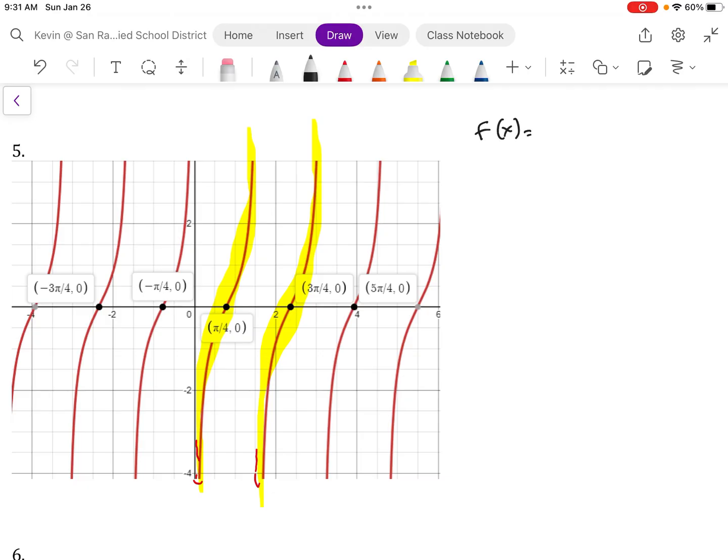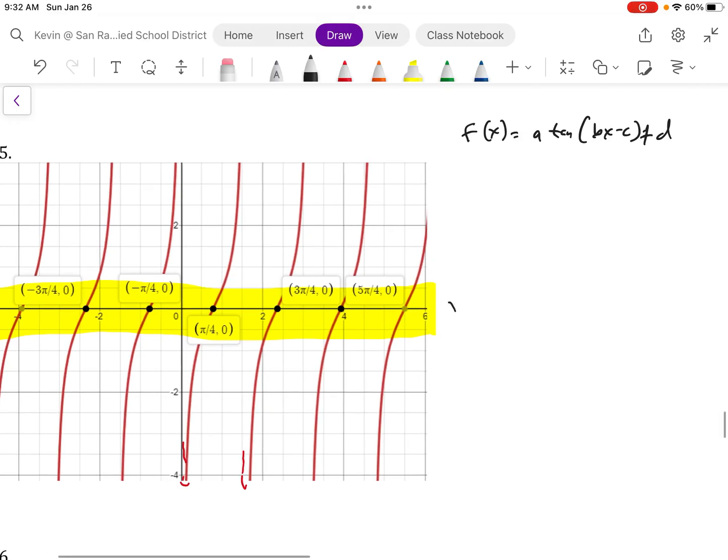And so the general equation for tangent would be a tangent(bx minus c) plus d, and we need to find all these different values, the a, b, c, and d. Now, technically, if you want to be silly about it, you could also say it could be negative cotangent x. That would be a reflection, but we're not going to do that. We're going to keep it simple, and quite honestly, if it's coming from upper right to lower left, it's going to be tangent.